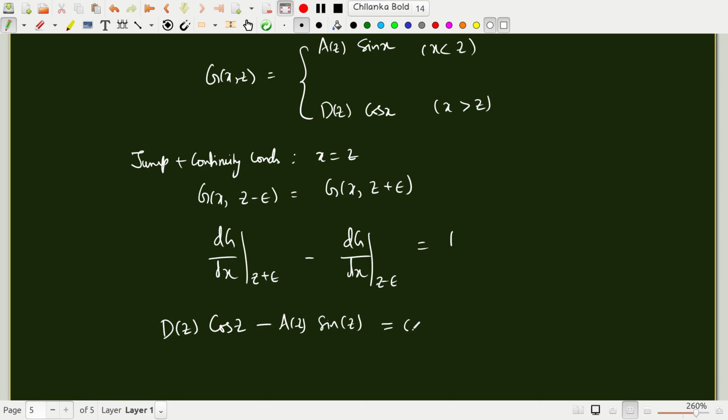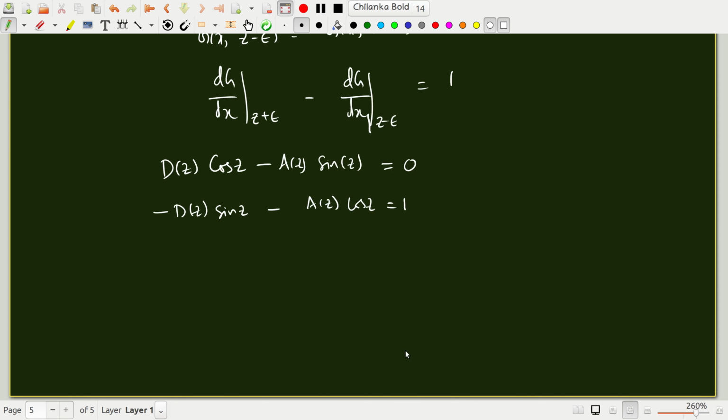So when I subtract them, they will be 0. But the derivative suffers a jump, so I will take the derivative of the second piece minus the derivative of the first: d of z sin z minus a of z cos z is equal to 1. So I solve for a of z and d of z from these two equations. These are two linear equations for a of z and d of z. I'll get a of z is minus cos z, and d of z is minus sin z.